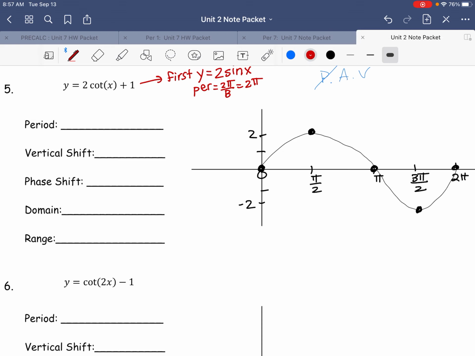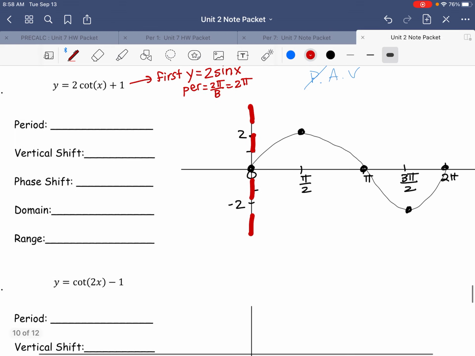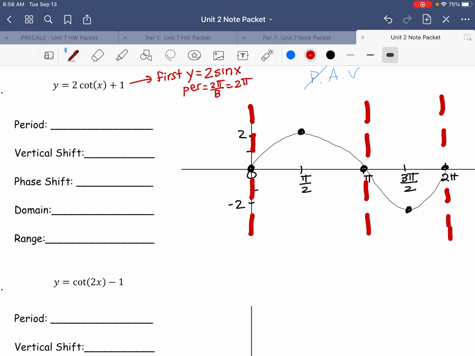My asymptotes are going to be at 0, at pi, and at 2 pi. Done with asymptotes. And then if there's a vertical shift, we want to do the vertical shift now. So think about this for a moment. Normally, we would have a point here. Tan and cotan, we always have a point on the axis. But this says move it up 1. So I'm going to take this and I'm going to move it up 1.